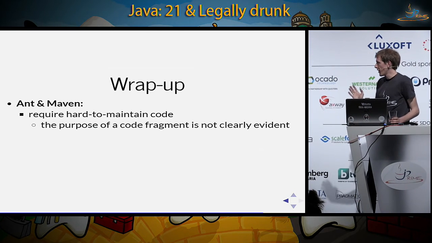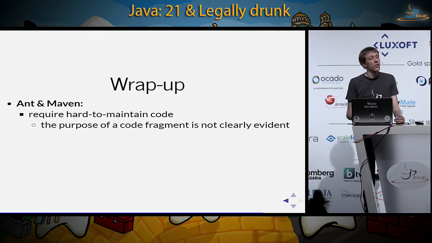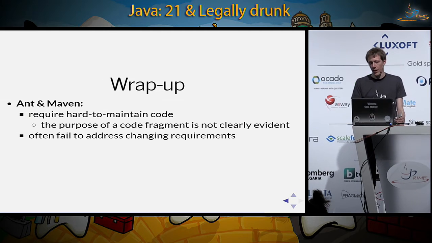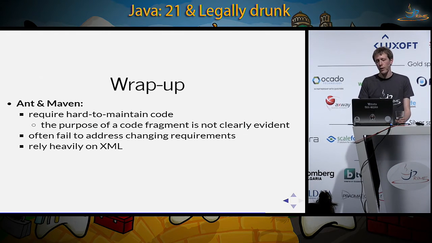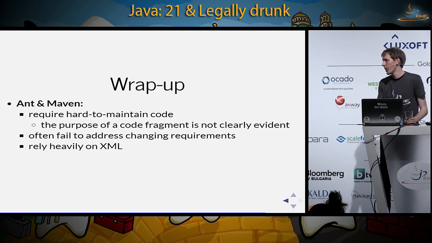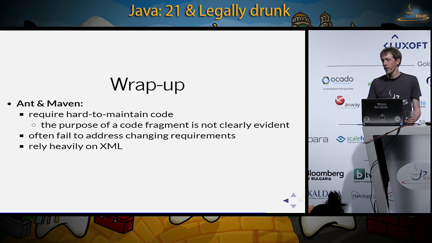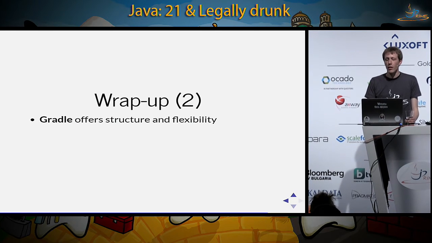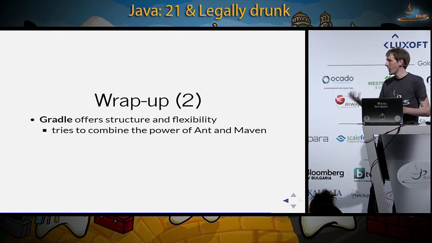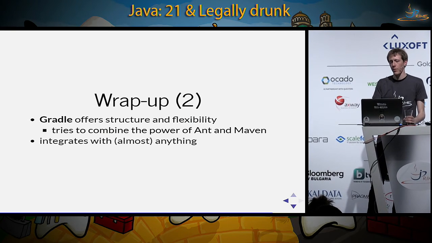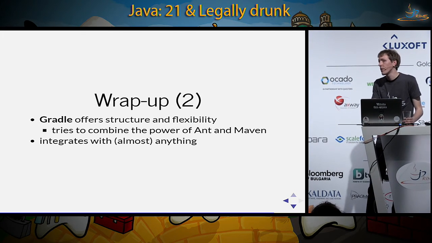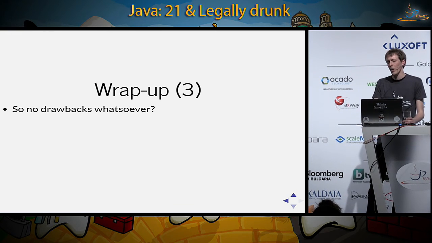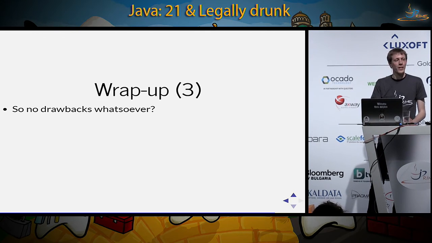But we can still say that the purpose of a code fragment, especially in Ant's case, is not clearly evident, not at the beginning. And they often fail to address changing requirements in build tooling that I've told you about, and they rely heavily on XML, and Linus Torvalds doesn't like XML, and neither do we. So Gradle is a better alternative. What does it offer? Structure, flexibility. It really tries to combine the power of both Ant and Maven. It integrates with almost anything. I haven't seen anything that doesn't integrate with Gradle as of now. So, wow, no drawbacks whatsoever? Well, that's just too good to be true.